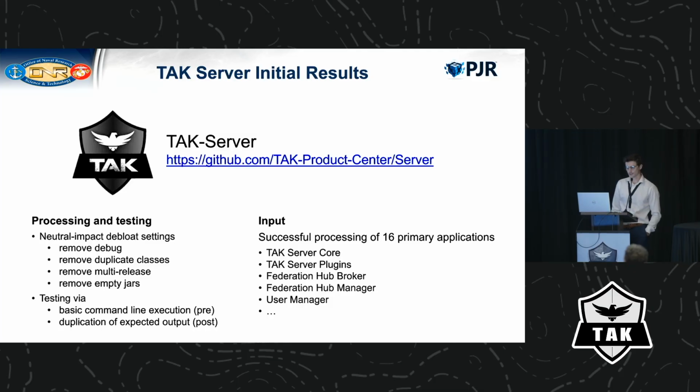And so to get into the TAK-Server initial results, for the processing and testing, we used these impact-neutral debloating settings, including the removal of debug information, duplicate classes, multi-release classes, and then the cleanup phase of removal of all the empty jar files. And for testing purposes, we did a basic command line execution of these different applications and verified that the pre- versus post-debloat versions were exactly the same. Some of the examples that we used for the TAK-Server were the TAK-Server core, the TAK-Server plugins, the Federation Hub broker, and so on.